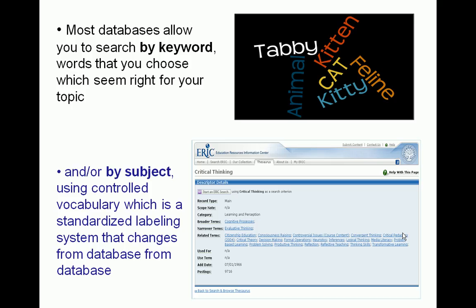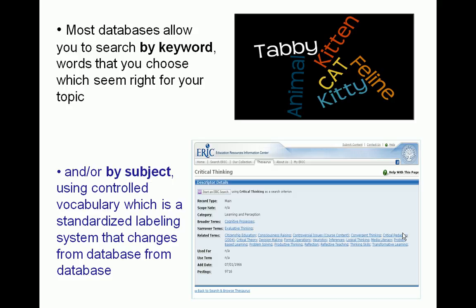I said we'd be brief on metadata, so let's move on now to controlled vocabulary. As discussed in the previous weeks, you can search by keyword searching, and keyword searching is a good way to go because it uses natural language. So most databases allow you to search by keyword. Those are words that you choose which seem right for your topic, and that's illustrated by the box on the right. We could say cat, we could say feline, tabby, kitten, kitty, animal, all depending on what type of database we're in, what type of information about cats we're looking for.